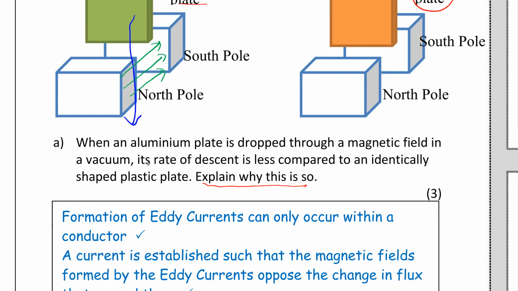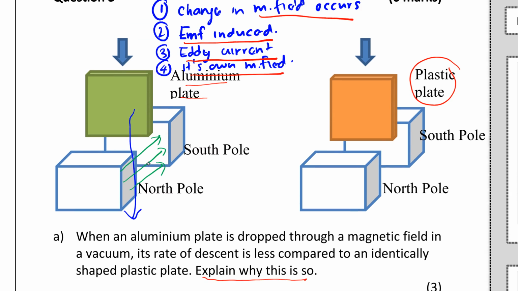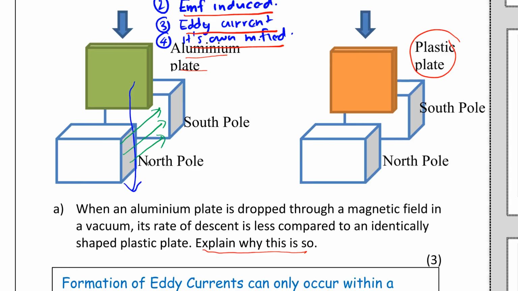The answer that was given to you is what you see here, where the first point states the eddy current, and that the magnetic field formed by the eddy current opposes the change in flux, and this leads to a repulsion that slows down the movement of the aluminum plate. Whereas in the plastic plate, no change of magnetic field will occur because it doesn't conduct any electricity. Therefore, the plastic plate will drop with gravitational acceleration.